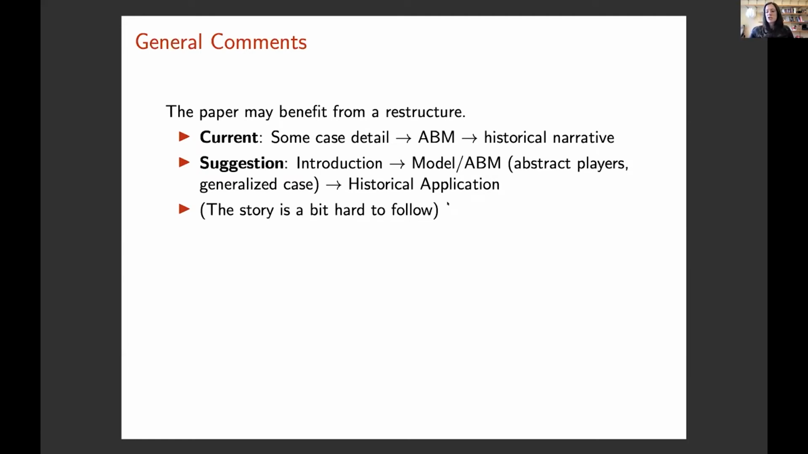So my suggestion would be to do an introduction that lays out everything, then the model, but in a very abstract way. So abstract players, generalized case, crown, merchant guilds, and then the historical application where you're tying the model to the case. And I'll give you an example of a paper that does this well later that you can learn from.